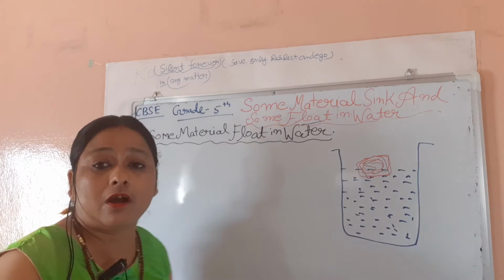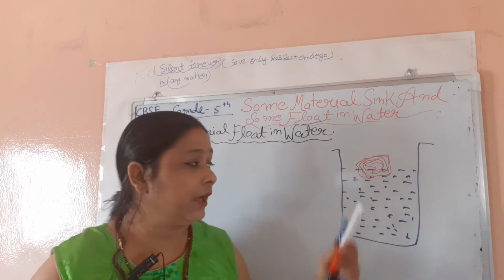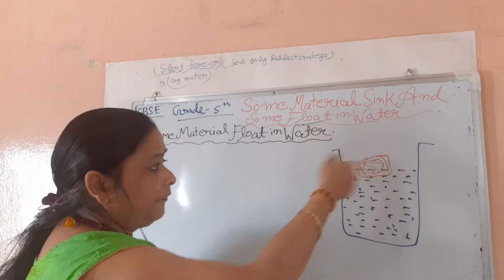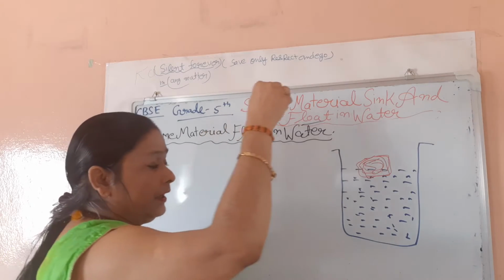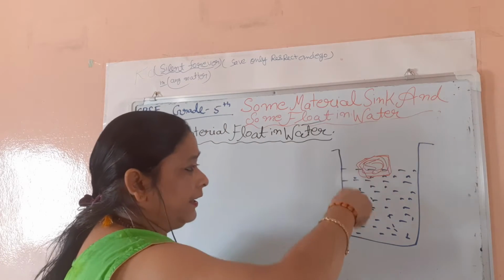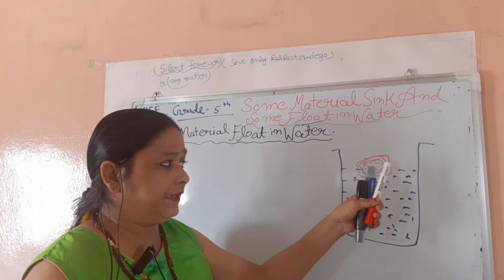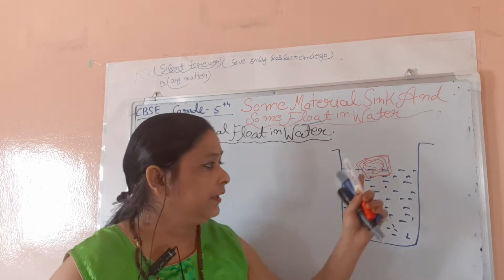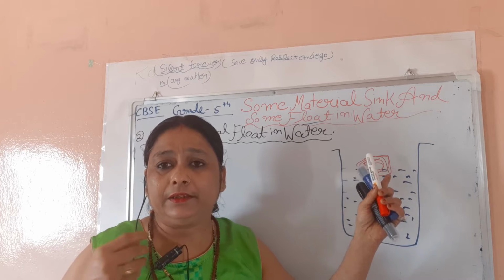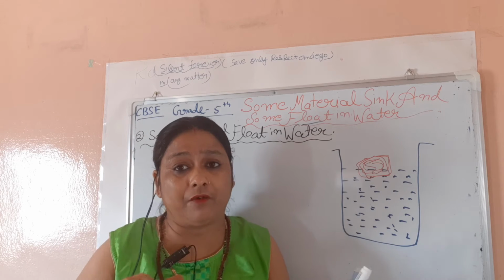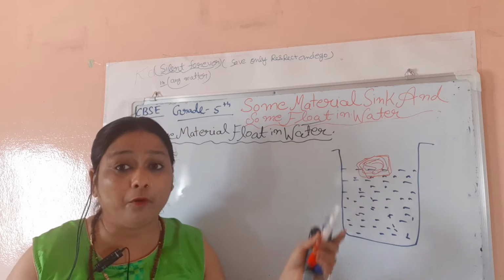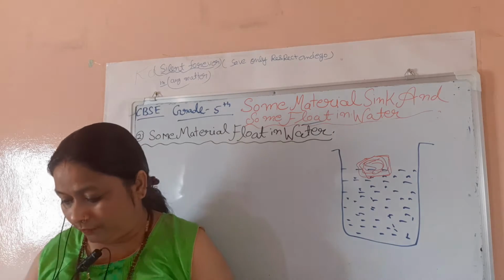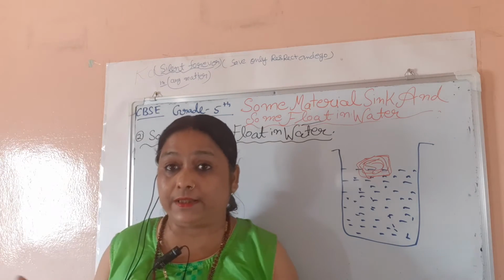The wood does not sink in water. It floats in water when the piece of wood is dropped in. Then we say the piece of wood does not sink in water. This is proof that wood is lighter than water.